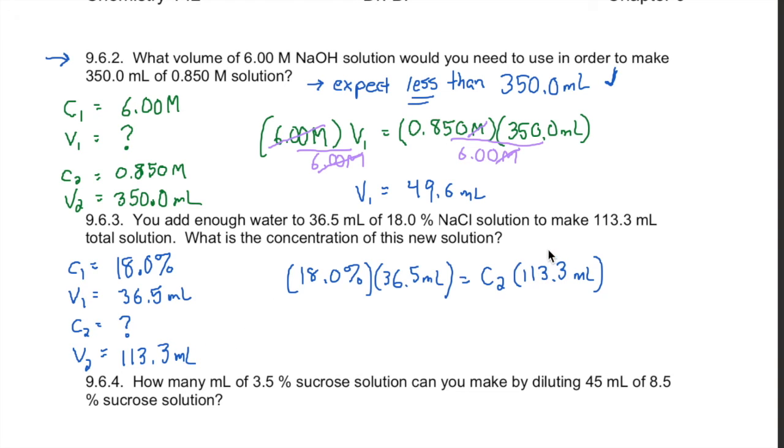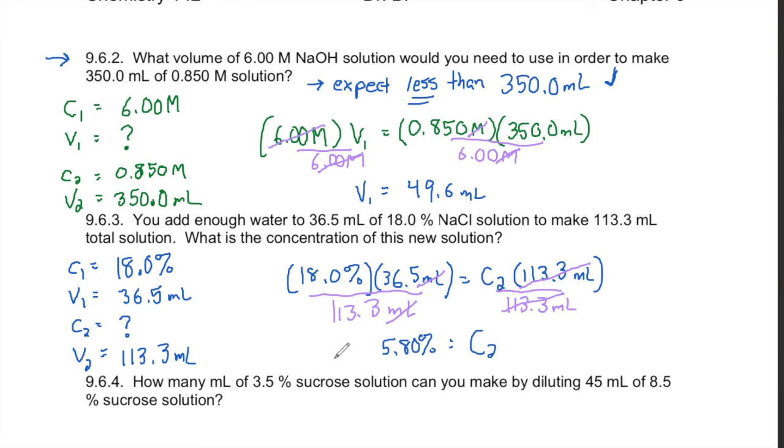And then we set that up over here and divide both sides by the 113.3 milliliters. And this side the milliliters cancel, and this side the whole thing cancels. So we're going to be left with percent. That's fine. A mass percent concentration is a way to express concentration. And we're left with 5.80 mass percent solution.